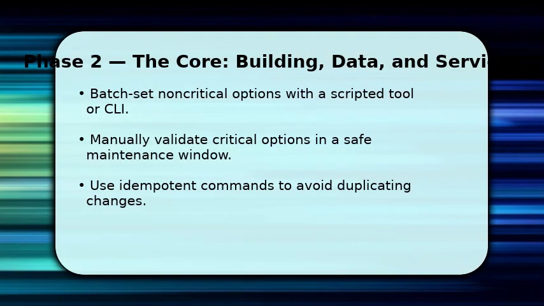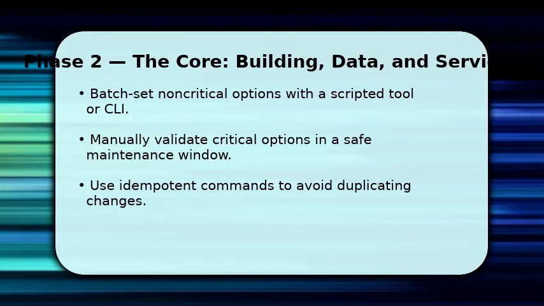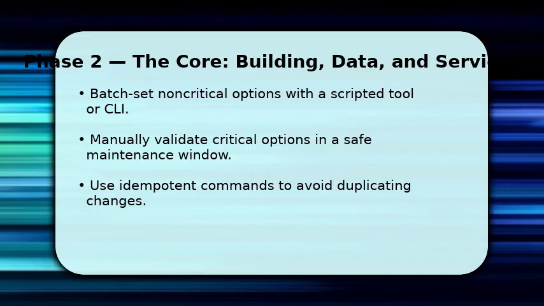You will now fix groups of options. Begin with non-critical settings using a batch script or CLI automation so you reduce human error. Once the batch runs, validate results by re-exporting and diffing to confirm changes applied. Next, schedule a maintenance window for manual correction of critical options.